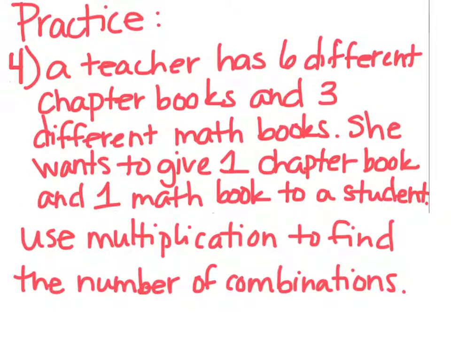And let's close out chapter 11.3 by revisiting our problem of the teacher and the books. If our teacher has 6 different chapter books and 3 different math books and wants to give 1 of each to a student, use multiplication to find the number of combinations that are possible.